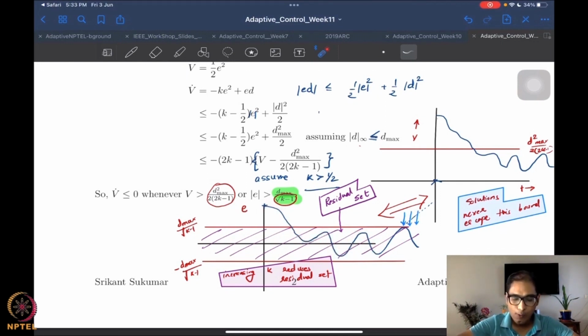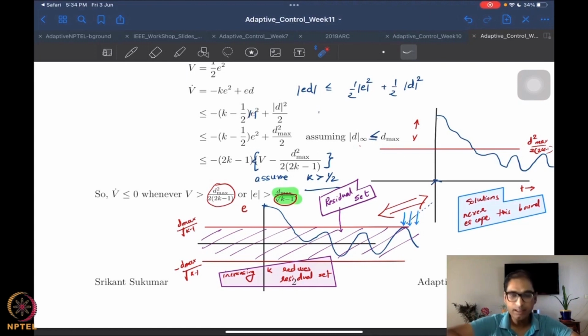Now, the important thing to remember is that the solutions cannot escape this bound, because if you get to the boundary, immediately outside this boundary, you are supposed to move inside. Therefore, you cannot escape this boundary. Like I mentioned last time, this can be analytically proven. So it will always remain inside this. This is called a residual set. The other important thing to remember is that the size of this residual set is governed by the control gain. It's inversely proportional to the control gain in general. Not just in this problem, but in general, it is inversely proportional to the control gain.